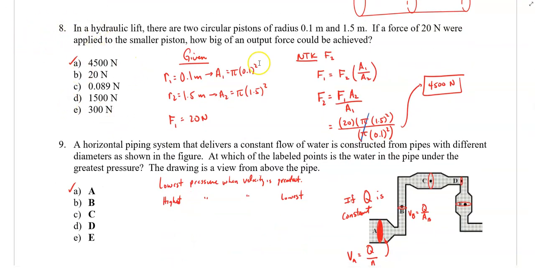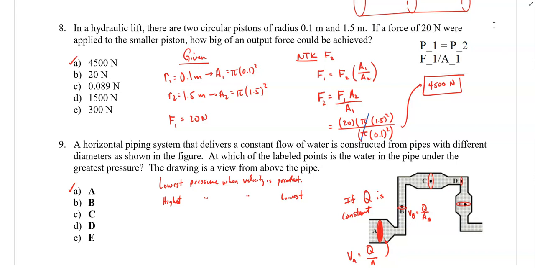And question number 8 is actually an extension of that problem. It really does revolve around Pascal's principle: if we have two circular pistons with different radii and a force was applied on the smaller piston, how big of an output force would be achieved? Well, we need to remind ourselves that the pressure on one side of the system has to be equal to the pressure on the other, and pressure is the force divided by the area.